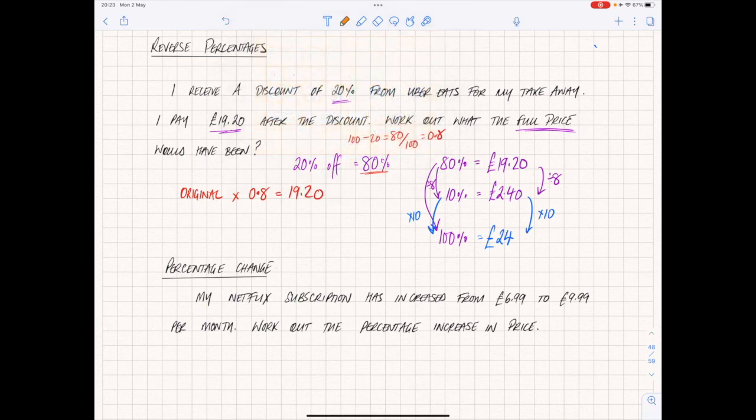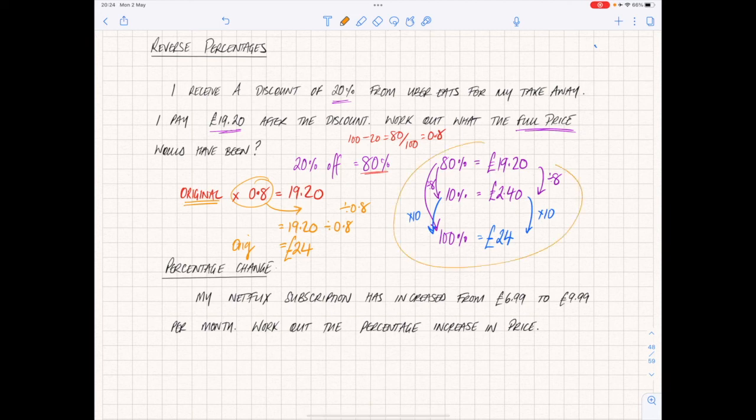So what you now need to do is to get this original on its own. So you take this value over and you divide by 0.8. If you do £19.20 divided by 0.8, you'd actually end up with an answer of £24 as well, which is the original price. Okay, so there's two different ways that you can actually do reverse percentages there.